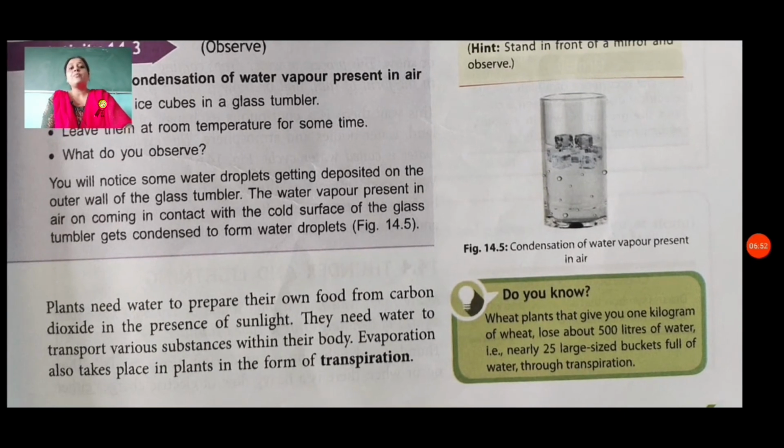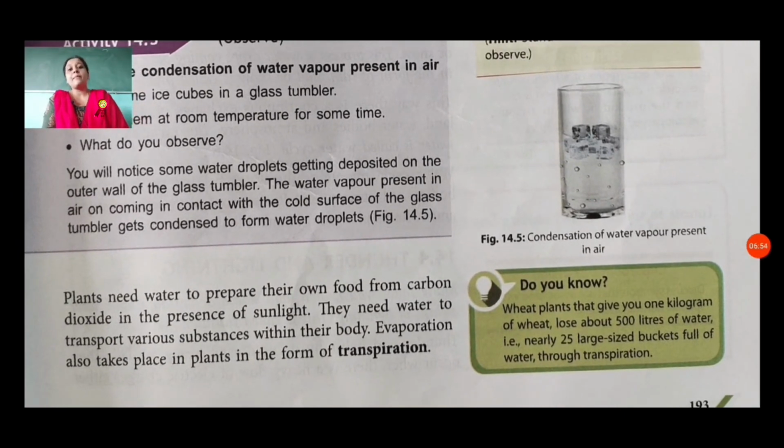Plants need water to prepare their own food from carbon dioxide in the presence of sunlight. We all know plants make their food by themselves using different components, for example water, carbon dioxide and sunlight. They get all these things from nature.